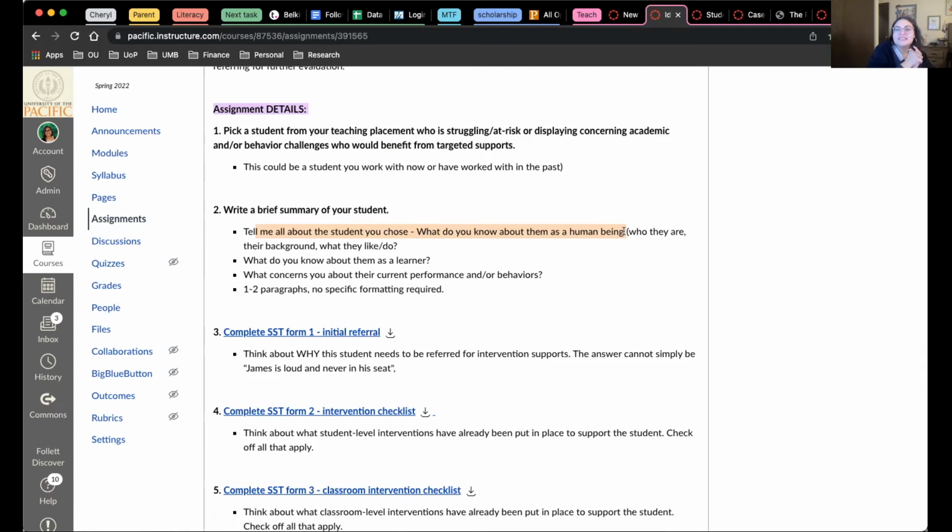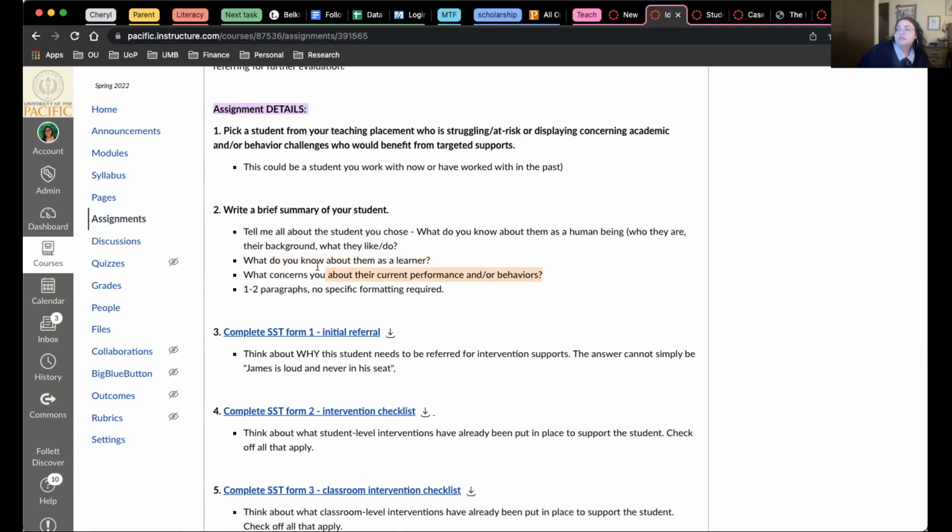Tell me who they are. What's their background? What do they like? What do you know about them as a person? Then what do you know about them as learners, which is very important. What are you seeing? How are they functioning? How are they performing? What is going on with them as learners? Are they progressing? Are they kind of just skating by? You're not really sure what is happening here.